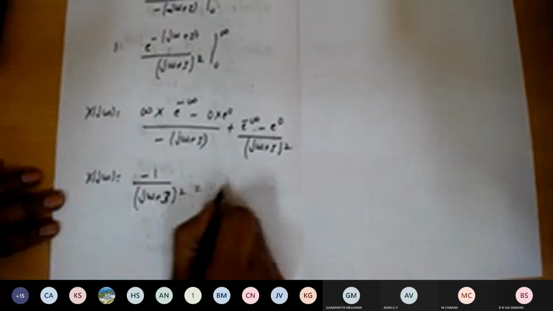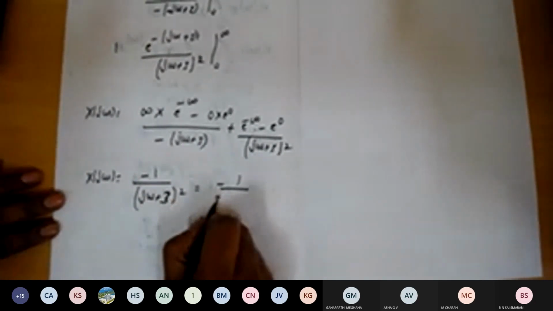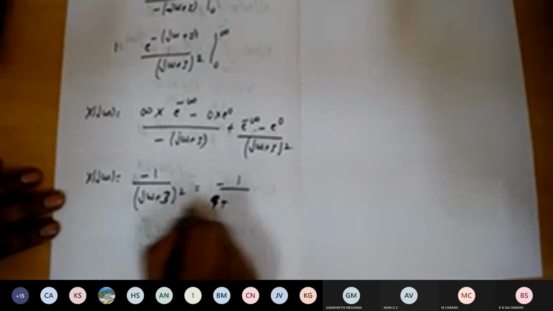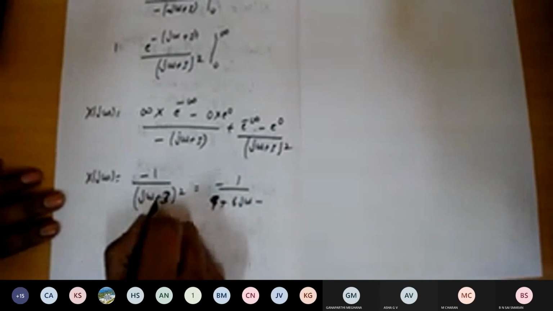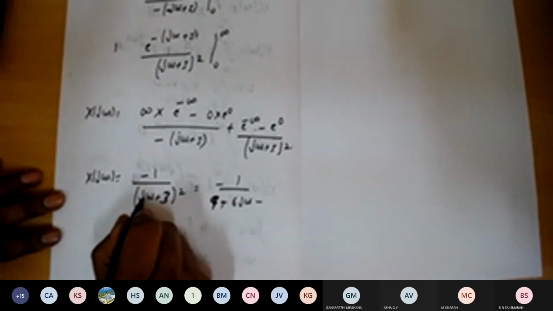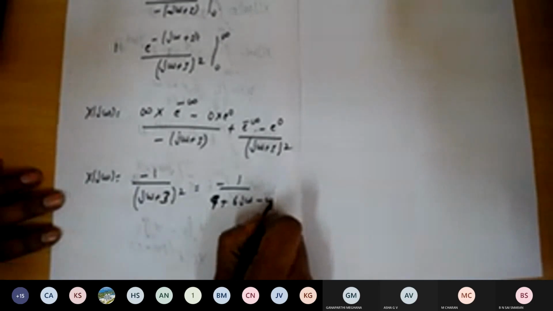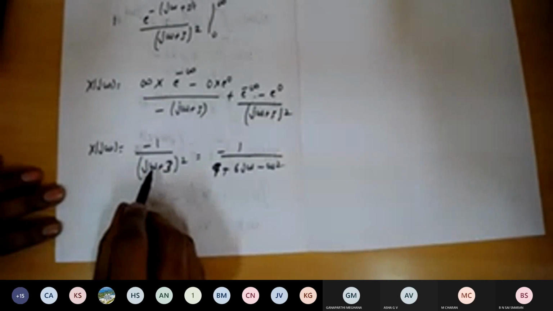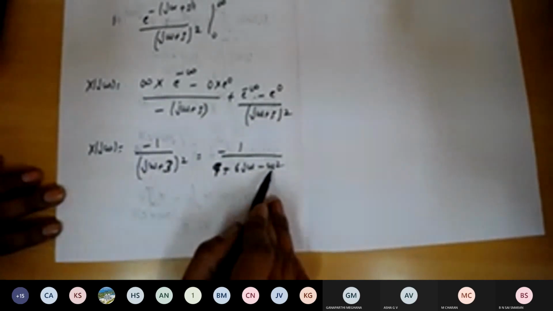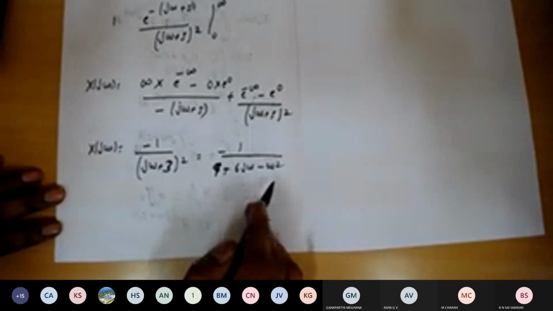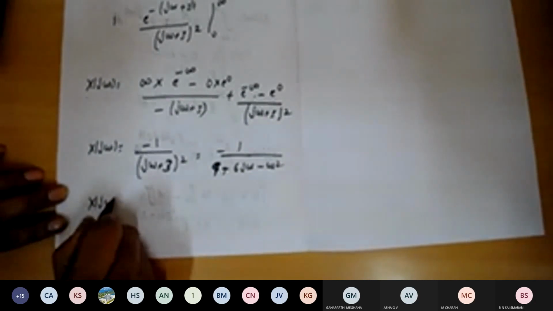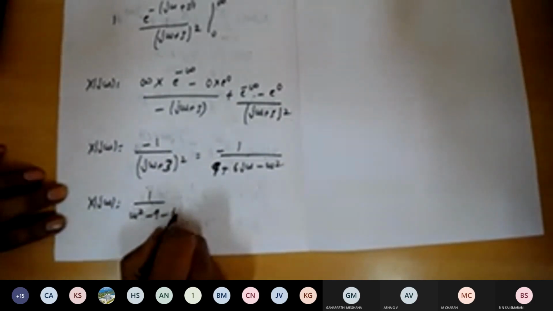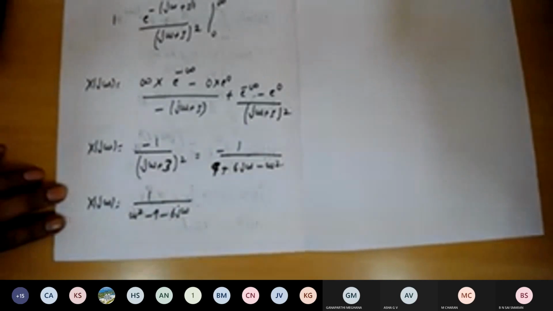Then we have minus 1 divided by, if I expand it, 3 square is 9. Apply the (a plus b) whole square formula: plus 2 times 3 is 6 j omega, and b square is omega square into j square, which is minus 1, so it is minus omega square. The square of this one is j square into omega square, and j square is minus 1, so I substitute omega square like this. Multiply by minus 1 here, so X of j omega becomes 1 divided by omega square minus 9 minus 6 j omega.